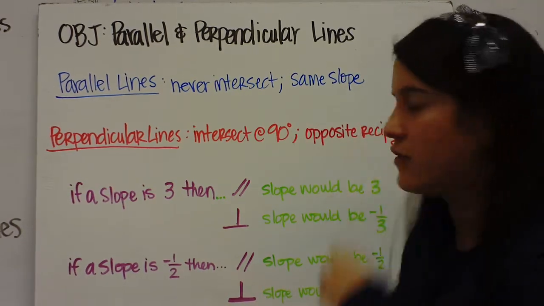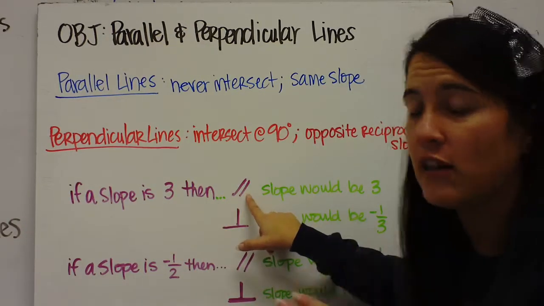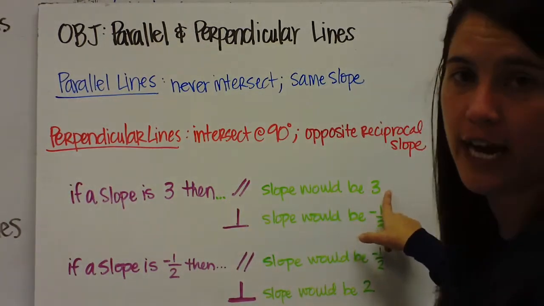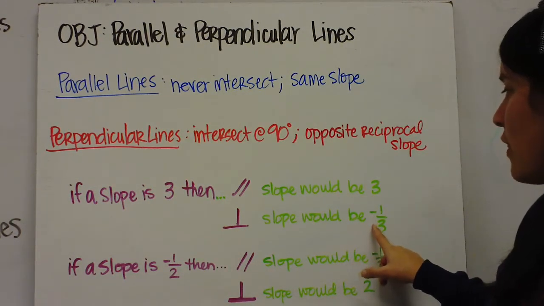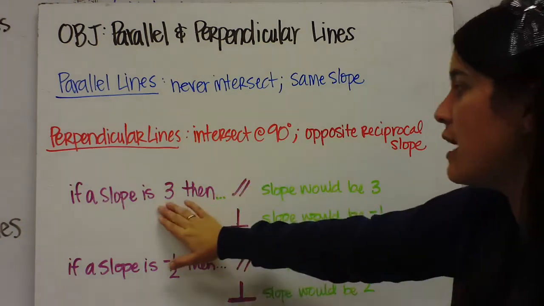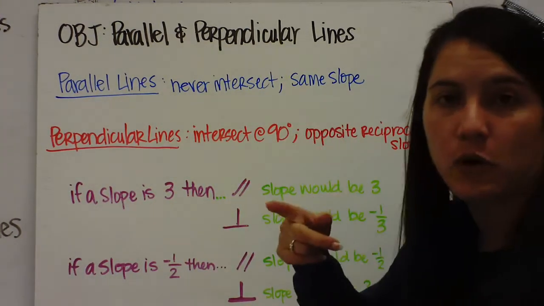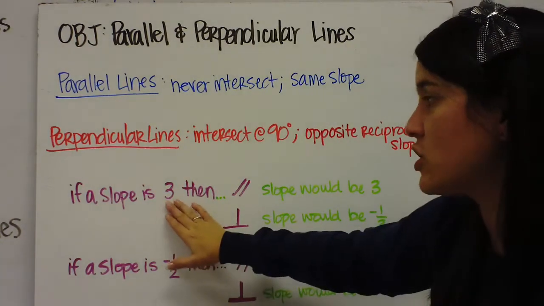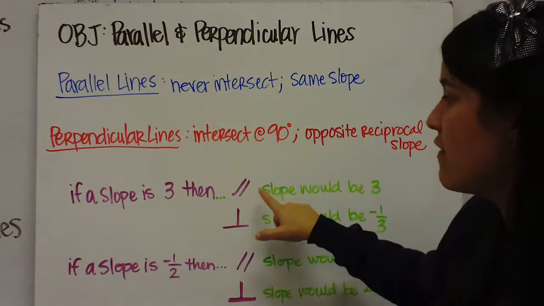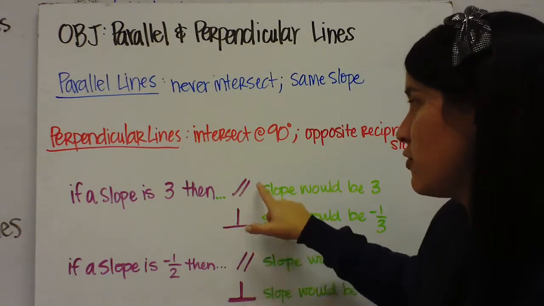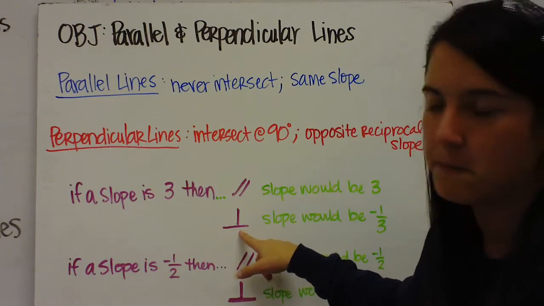Let's say there's a line and the slope is 3. Then a parallel line is also going to have a slope of 3. And a perpendicular line would have a slope of -1/3, so the opposite. So if it's positive, that means the opposite would be negative, and the reciprocal means it flips. So if it's 3, then the flip would be 1/3. And these symbols mean parallel and perpendicular. So parallel are two lines, perpendicular is that upside down T.